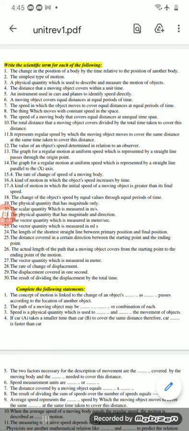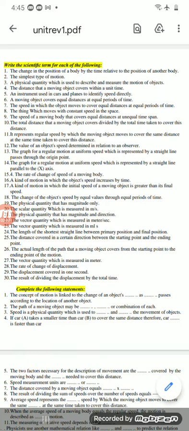11. It represents regular speed by which the moving object moves to cover the same distance at the same time taken to cover this distance. Number 11. average speed برضو نفس ال define بس جاي بطريقة تانية.